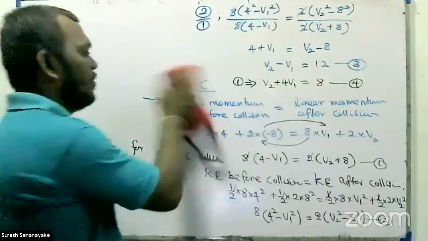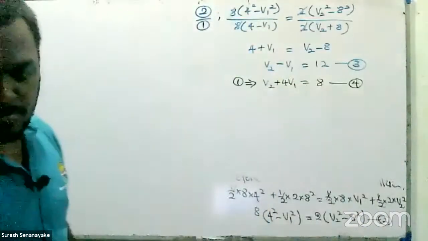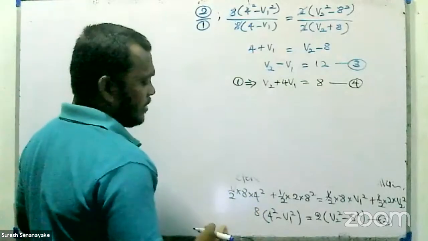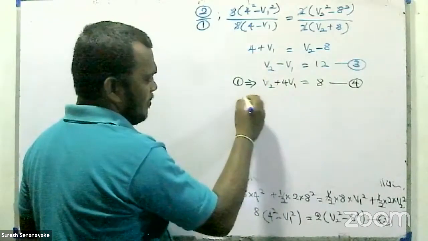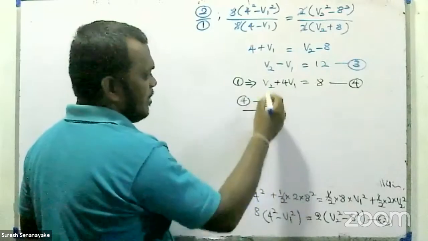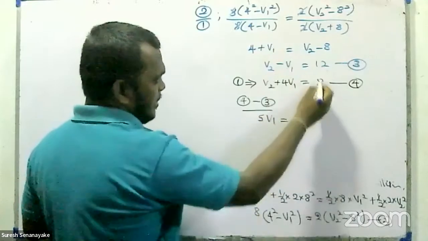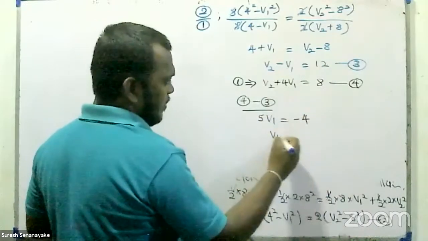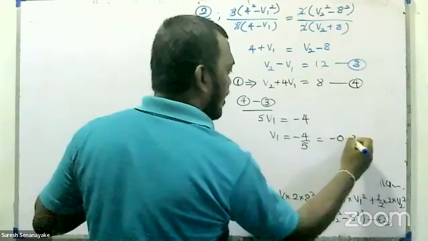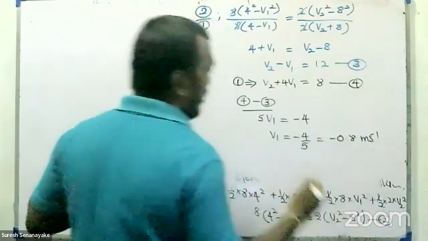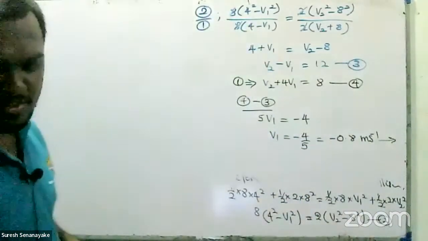Now with the third and fourth equations, you can find v1 and v2. These are the final ones, right? I brought them to one. Then here you can write 4 minus 3. v2 cancels. Here 4v1 plus v1 is 5v1, and 8 minus 12 is minus 4. So v1 equals minus 4 divided by 5, which is minus 0.8 meters per second. Minus means the direction is not to this side; it is this side, so it's opposite to the direction we considered.